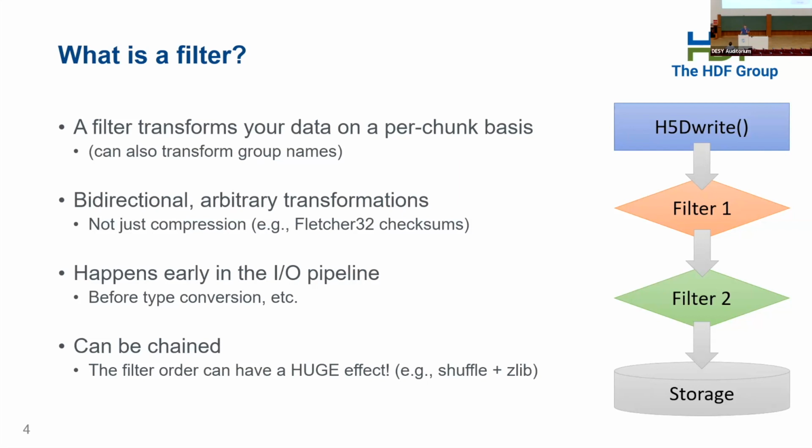We have the Fletcher32 filter that can add checksums to things. You can do whatever you want to the buffer that passes through, as long as you can undo what you did on the way out. It happens early in the I/O pipeline, before type conversion and everything else that we do in there. And they can be chained, and the order can have a huge effect. For example, we have a shuffle filter that lets you reorder the bytes. If you have small integers, you can use a shuffle filter to reorder all the bytes so that you put all the zeros together, and then those compress great. So the order can hurt you or help you depending on how you set it up.